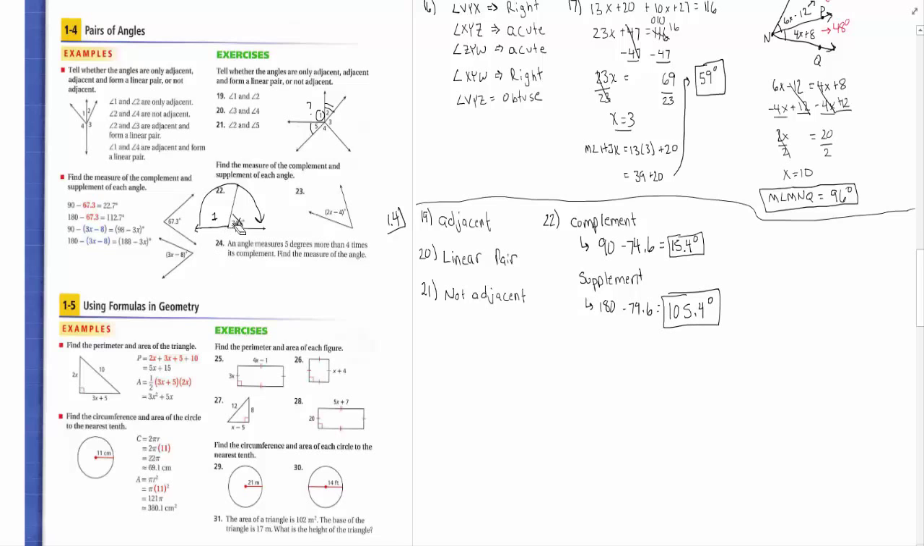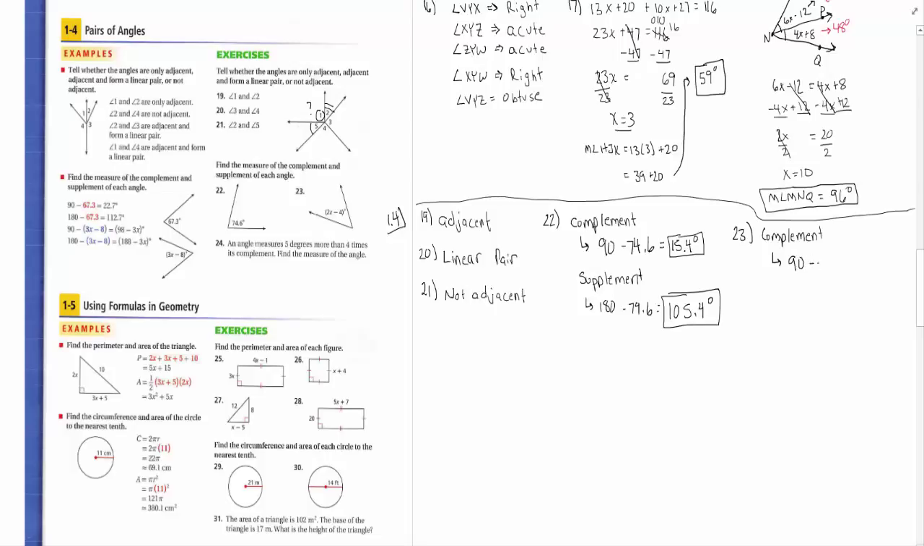So that's 22. Okay, so 23 is the same process. We're going to go complement, supplement. Again, the only difference here is that we are now subtracting an expression. So you can't actually find the angle, but you can simplify and come up with the expression that represents a complement and supplement. So the complement here would be 90 minus your angle.